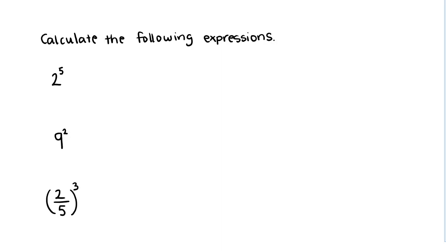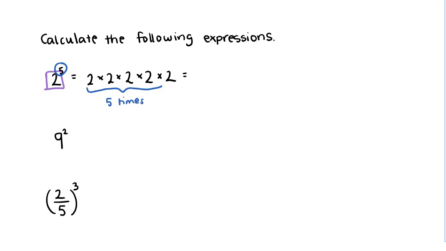So 2 to the power 5, that's what we have here first. This is telling us to repeatedly multiply the base of 2 5 times, right? So here this is going to be 2 times 2 times 2 times 2 times 2, right? Here this 5 in the exponent, that's telling us to multiply 2 to itself 5 times.